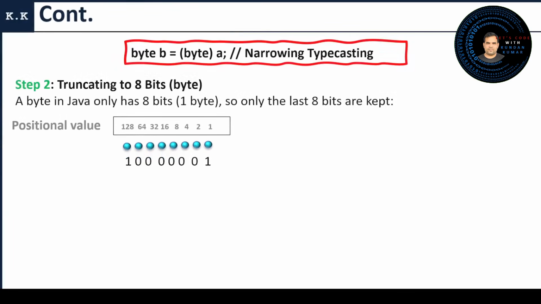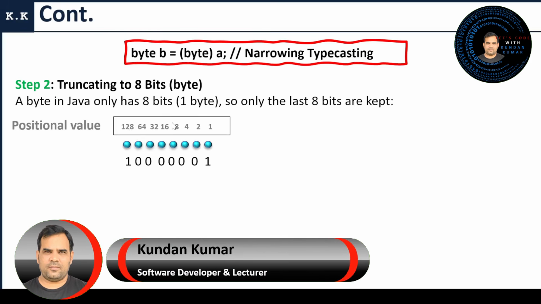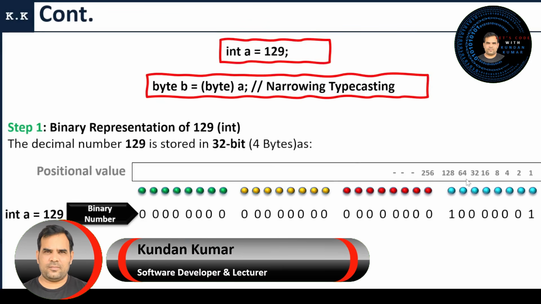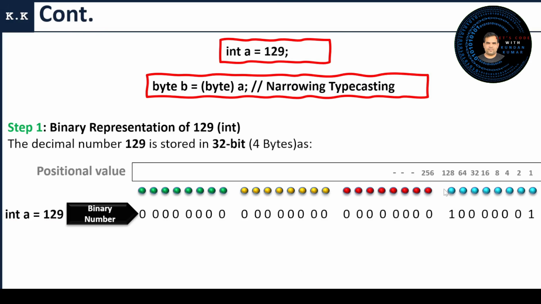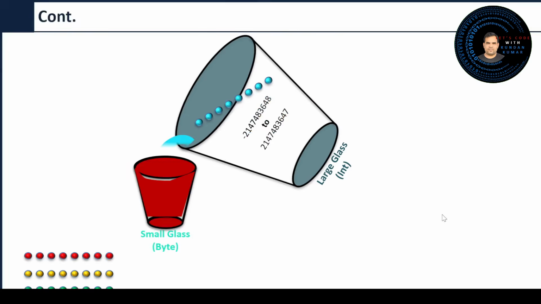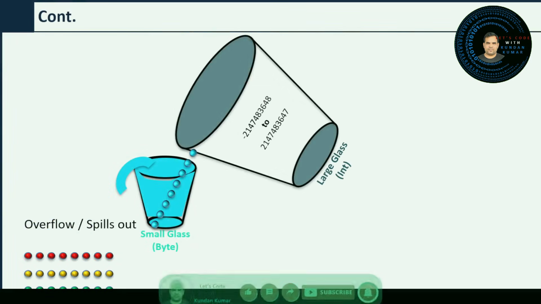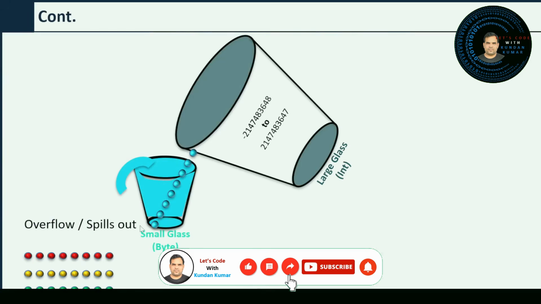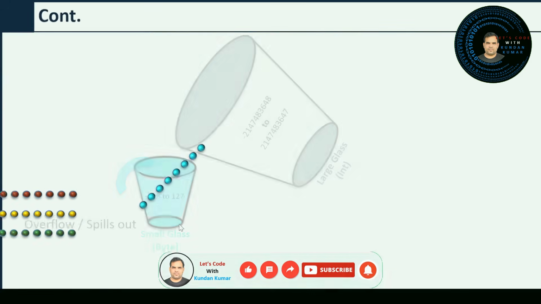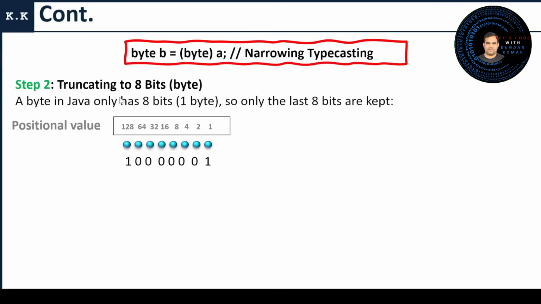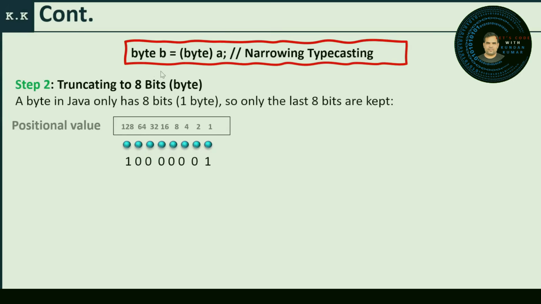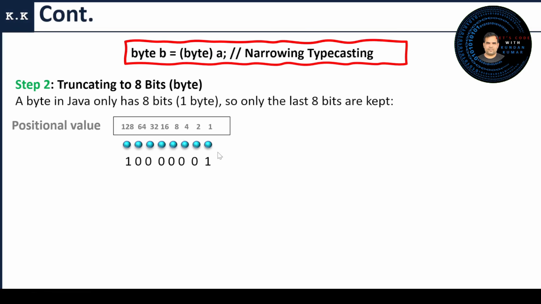So let's see what happens here. Second step, you are going to truncate to the last bits. You are going to truncate this data, because this is 8 bits and a byte is 1 byte, so the data can store 1 byte, because 8 bits means 1 byte. So this is the data you are going to take here. You can see this data is going to be kept in this byte. This small glass stands for the byte. So I'm truncating to the 8-bit byte. How? Check it out. Byte in Java only has 8 bits, that is 1 byte. So only the last 8 bits are kept in that byte.